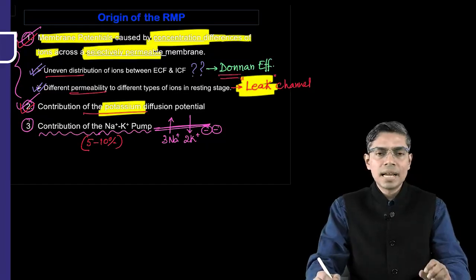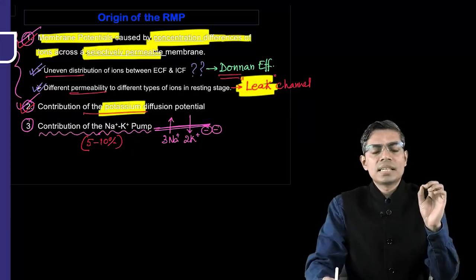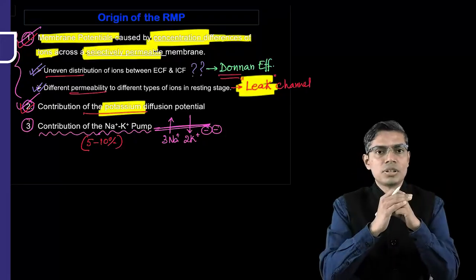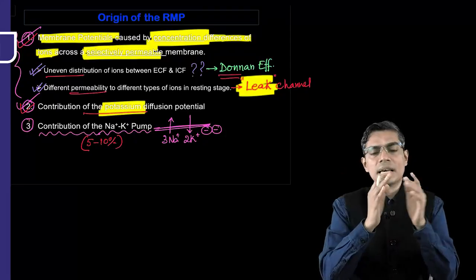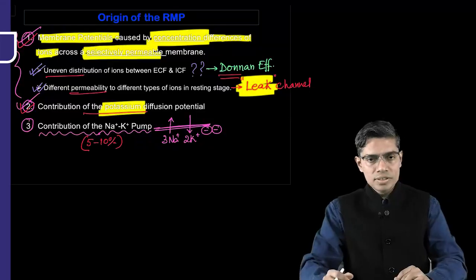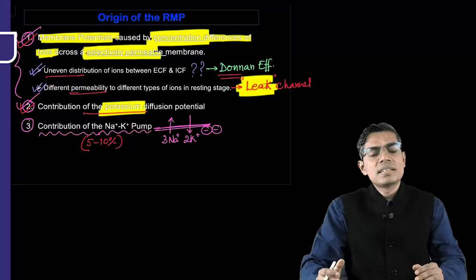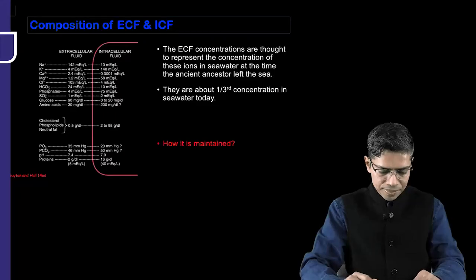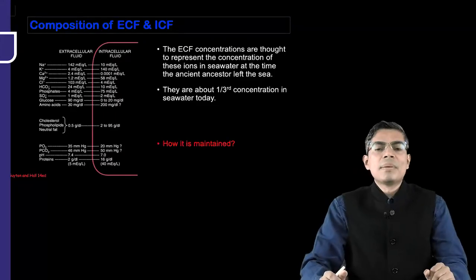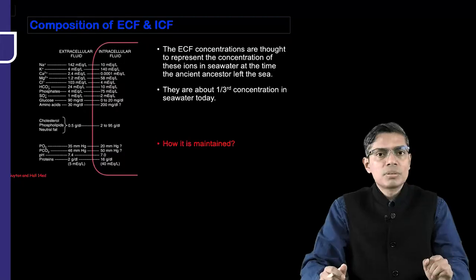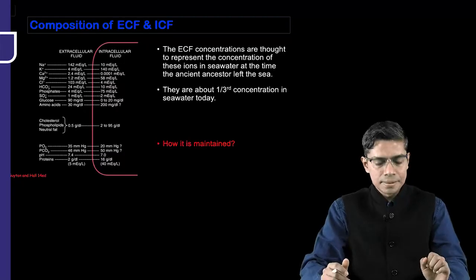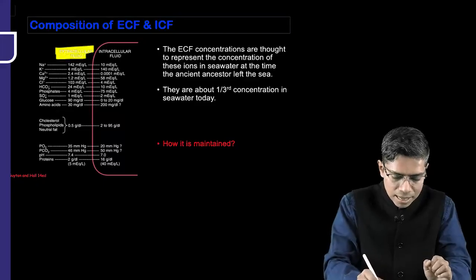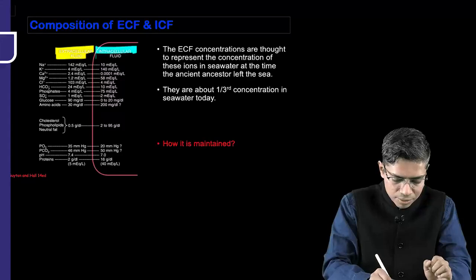So what I told is that the Donnan effect is responsible for maintaining the uneven distribution of ions between ECF and ICF. Okay, so the first question was why there is uneven distribution of ions between ECF and ICF. Look at this cell. This is a typical mammalian cell and the composition of this typical mammalian cell is given here. You can find the extracellular fluid and the intracellular fluid.